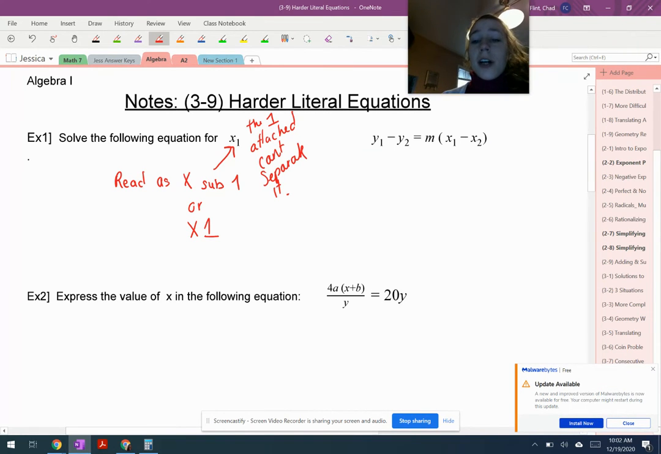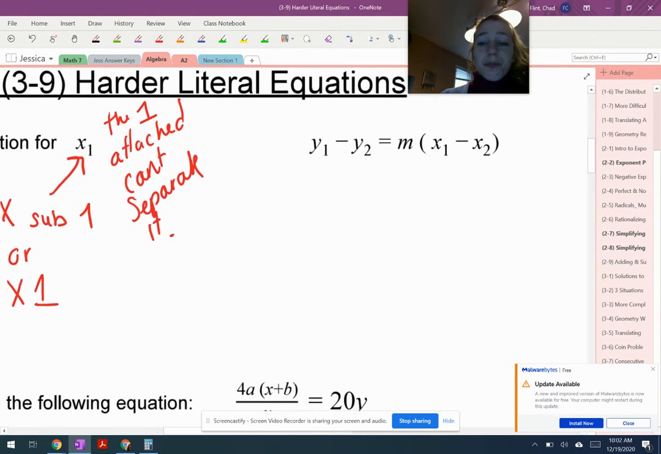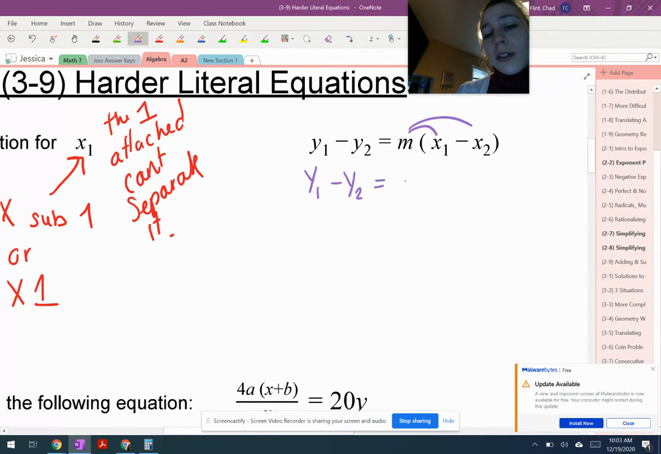All right, so we're solving for x sub 1, or just x1. The first thing you might be seeing is to distribute that m to both pieces, which is an okay first step. Now let's just do the distribution. That's what you guys do best anyways. So y1 minus y2 is equal to m times x1 minus m times x2. And again, I'm solving for x1. I want x1 to be by itself.